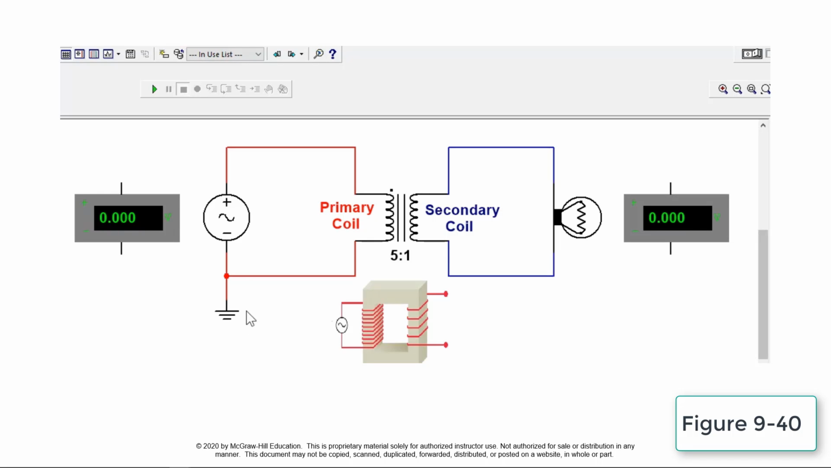Voltmeters are connected to the primary input and secondary output and indicate the change in voltage levels. When the simulation is turned on, the transformer steps the primary voltage down from 120 volts to a secondary voltage of 24 volts in direct proportion to the 5:1 turns ratio.